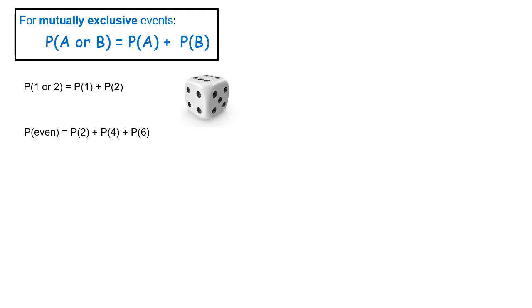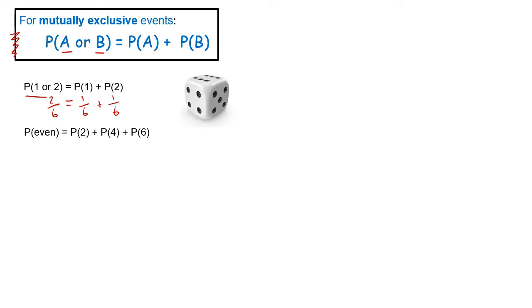For mutually exclusive events, we can work out the probability with this formula. So the probability of event A or event B happening is equal to the probability of A plus the probability of B. So for example, if we don't know what the probability of 1 or 2 is, we could find it by the probability of rolling a 1 is 1/6, probability of rolling a 2 is 1/6. So probability of 1 or a 2 is 2/6.